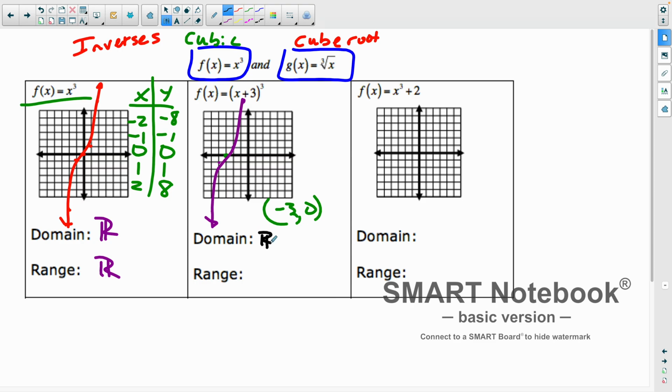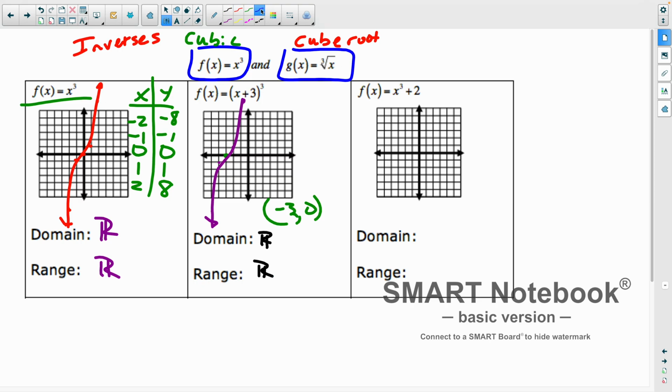So domain, all real numbers, range, all real numbers. By moving it left, did it change my domain or range? Is there going to be a transformation that's going to change my domain or range here? Probably not, right? I could flip it, I could stretch it, I could shift it, but it doesn't look like anything's going to change it, okay?